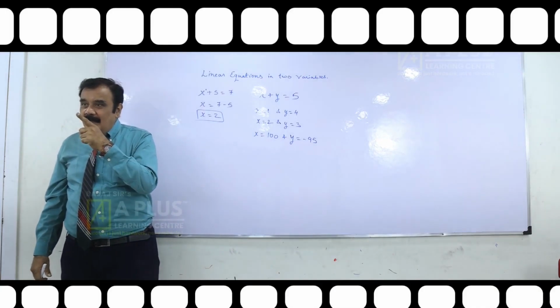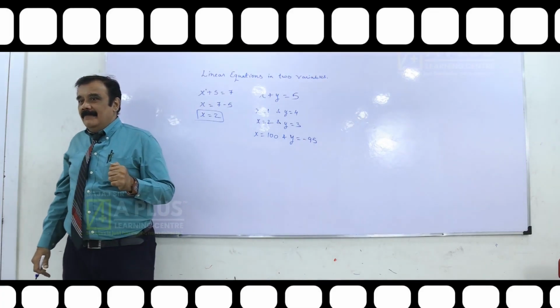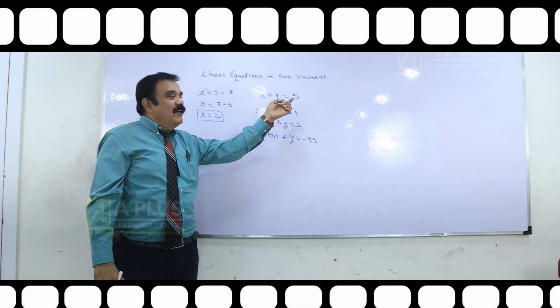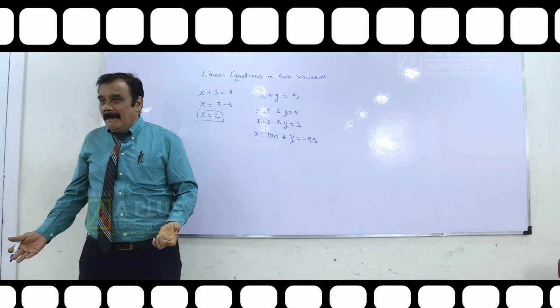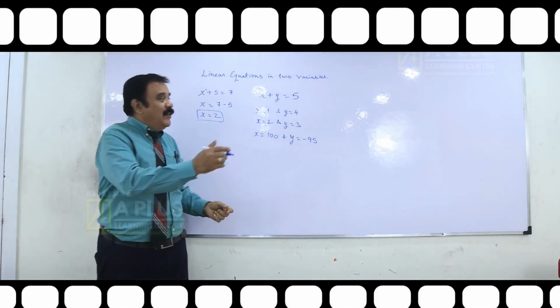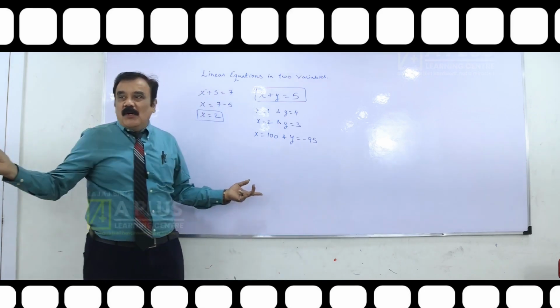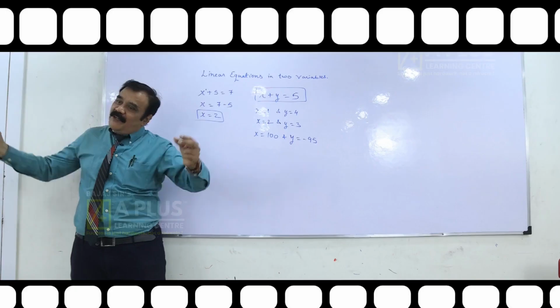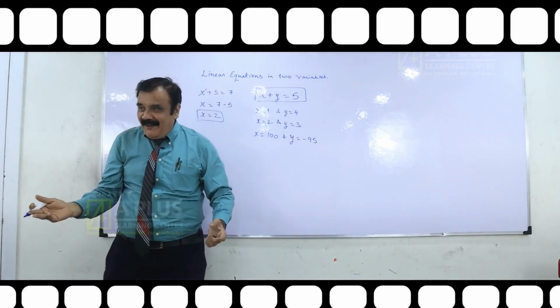Yes or no? Now suppose this sum comes in the board exam. If it comes in the board exam, how many answers will every child get? Infinite, no? Every child will write infinite answers for this. That means every child will get full 4 marks. Means every child will get 90% in the board. Is it possible? No, na?